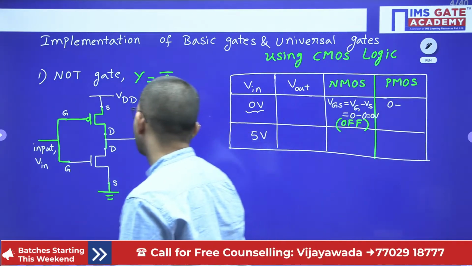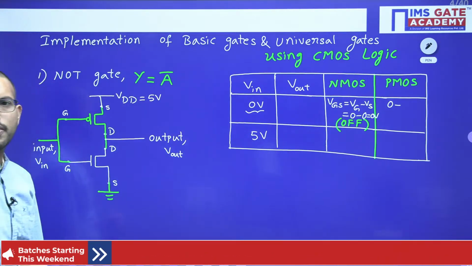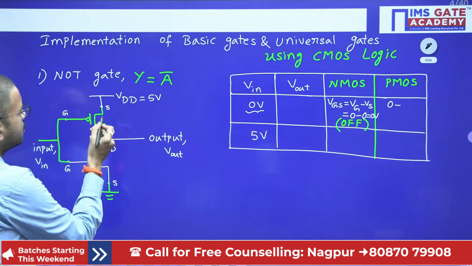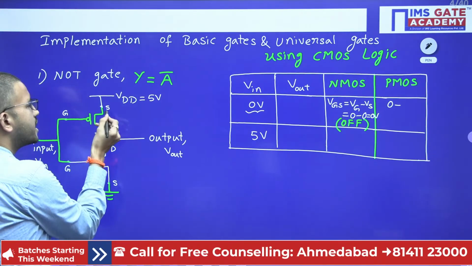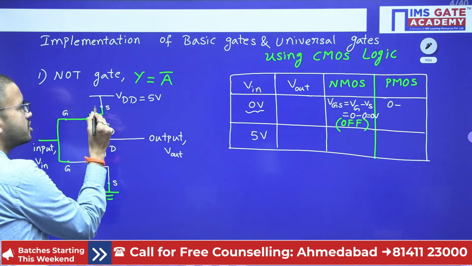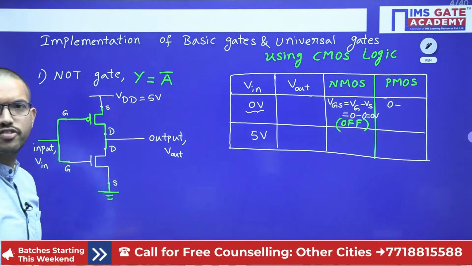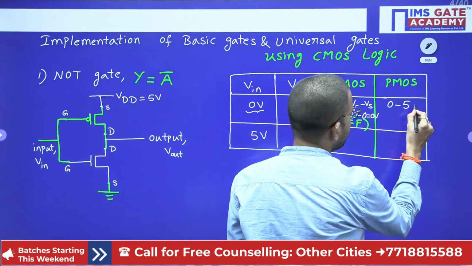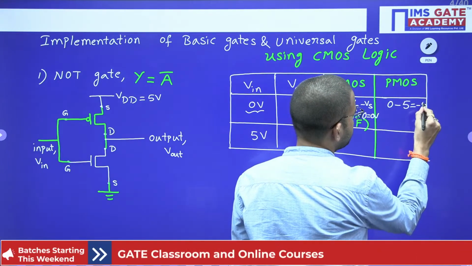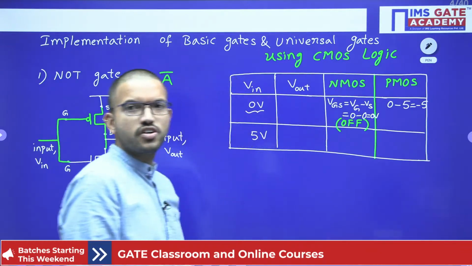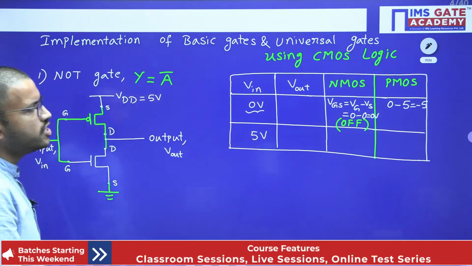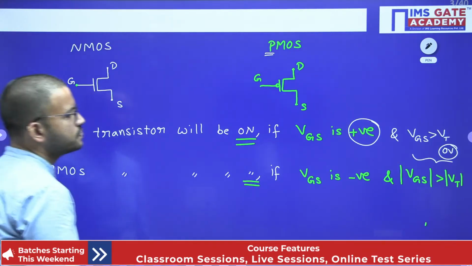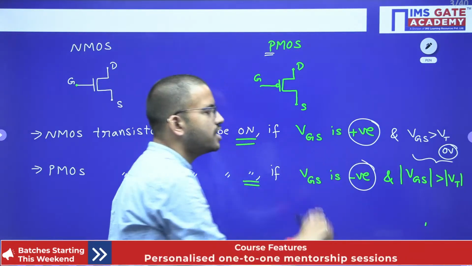Now tell me, what is the source voltage for PMOS transistor? Yes, now if you observe, regarding the PMOS transistor, the source terminal was connected to VDD or 5 volt. So that means here 0 minus 5, which is nothing but minus 5. So you are getting VGS value as negative.